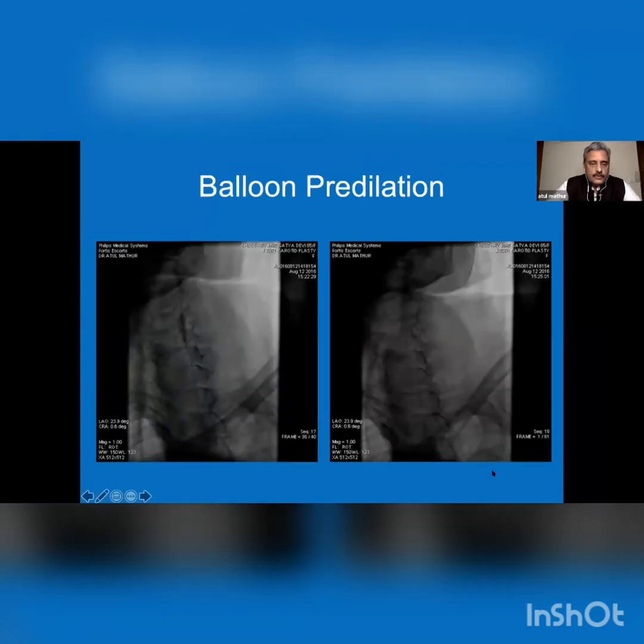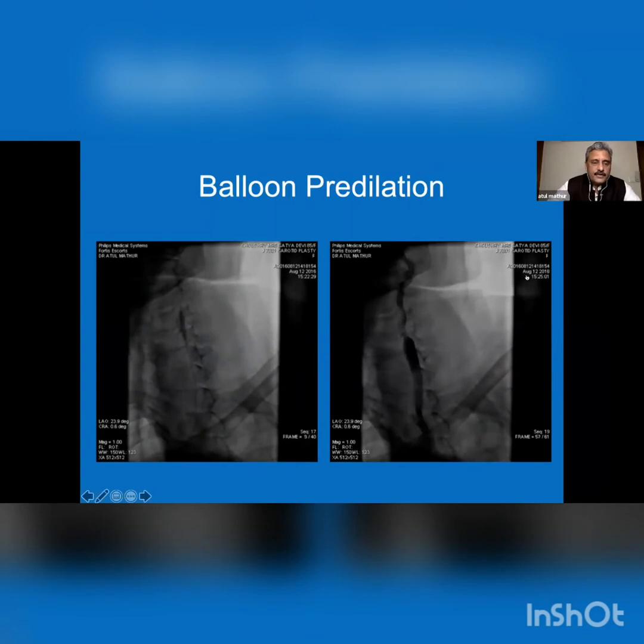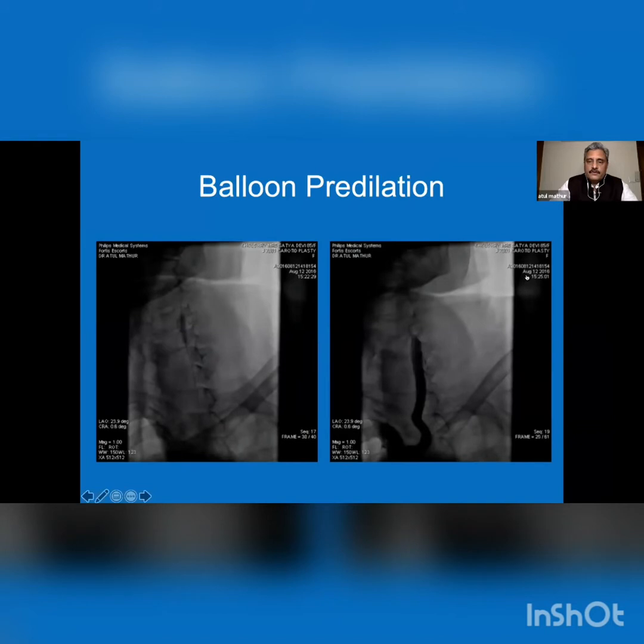Following this, we still allowed the bridging wire to stay in the ascending aorta, and then we did a balloon pre-dilatation, without passing any filters, because we were not sure whether we would get adequate support with the filter wire. So we did a balloon dilatation and improvement of flow was noticed.